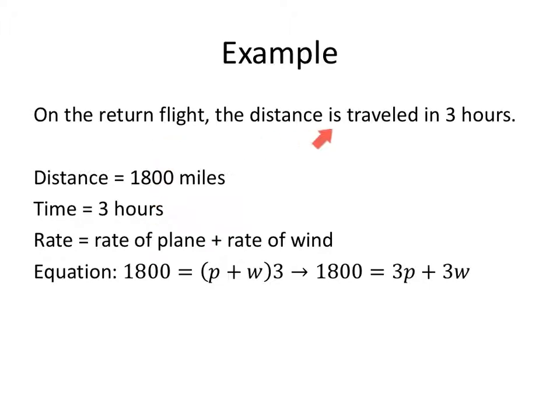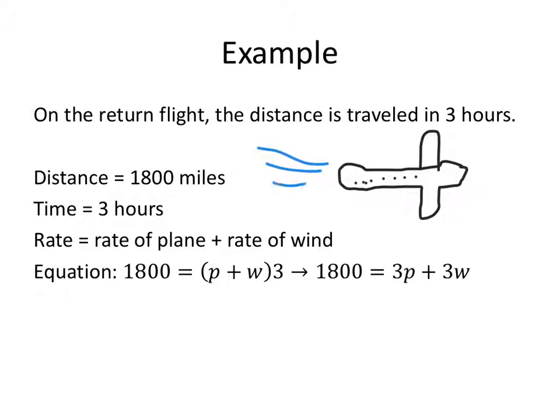On the return flight, the distance, 1800 miles, is traveled in 3 hours. In this case, I know that the wind is pushing my plane. Draw another plane. This is a different plane, evidently. It has a bigger cockpit. Little windows on here. Sorry. Focus. The wind's pushing it along. And so I know my speed is the rate of the plane plus the rate of the wind, because the wind is helping us out. So I have distance is 1800 equals rate, P plus W, times time 3. And I can multiply to get 1800 equals 3P plus 3W.